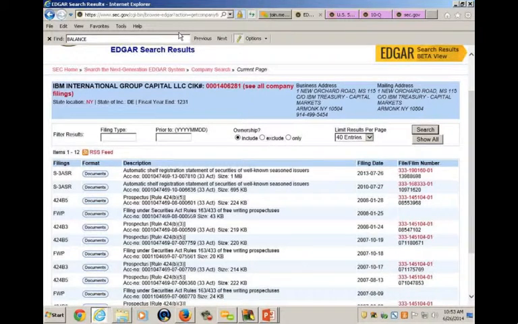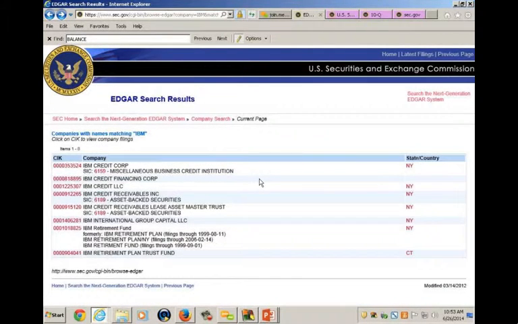An XBRL file on the 10-K. You just go to the search that she went to. Hold on a second. Okay, here is IBM. Okay, you see, look at this. This has the example of IBM: IBM Credit Corporation, IBM Financing, IBM Credit LLC, receivables, IBM International Group Capital LLC, retirement funds. So all kinds of different organizations that you have.